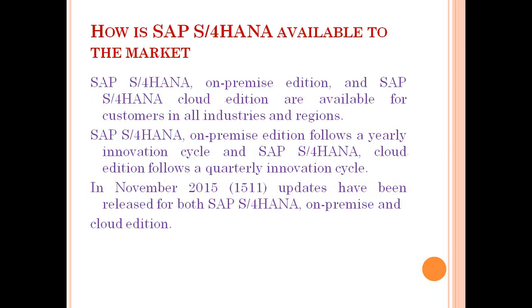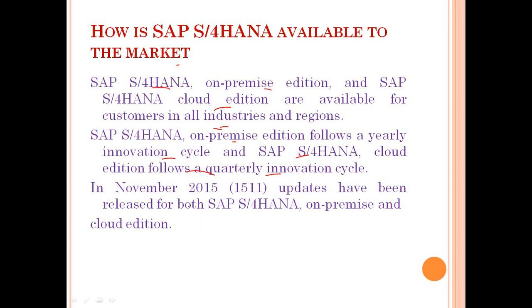Okay. So S/4HANA available in the market. How is S/4HANA available? So presently, the latest one is S/4HANA on-premise edition, and S/4HANA Cloud Edition, available to all the customers in all industries and regions. S/4HANA on-premise edition follows a yearly innovation cycle. If you are implementing S/4HANA on-premise edition, then that has a yearly innovation cycle, and if you have implemented Cloud Edition, then it has quarterly innovation cycle updates.